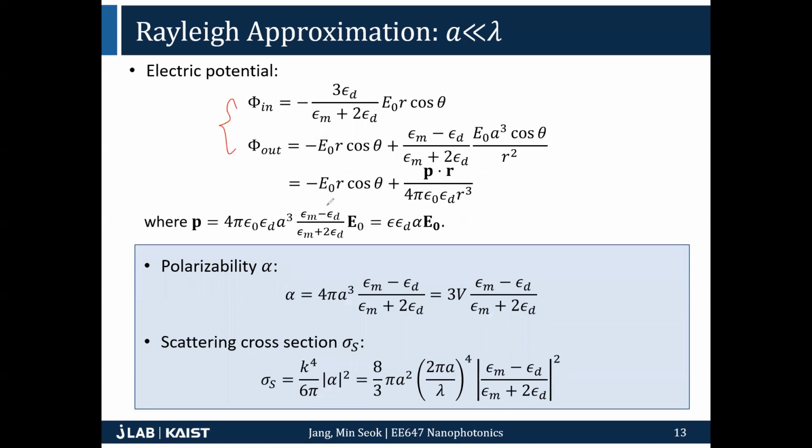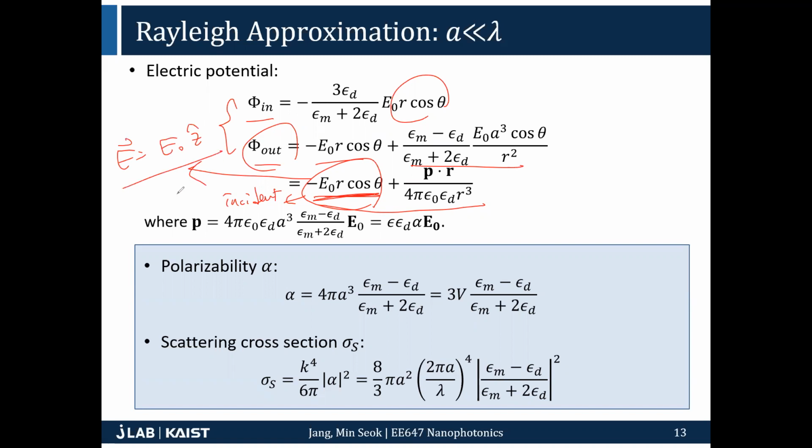Very simple. Even though we said we began with a series solution, once we solve it, we know that it only has one term alive, and all the other coefficients are actually 0. So inside and outside: inside we are not too interested, but outside we can see there are two terms. The first term corresponds to the incident field, because when R goes to infinity, this term gives you E equals E0 Z, which is the incident field.